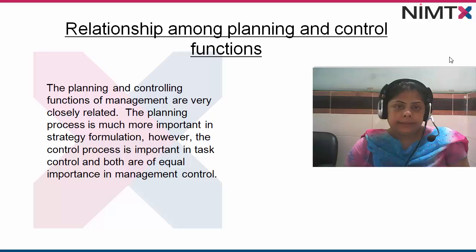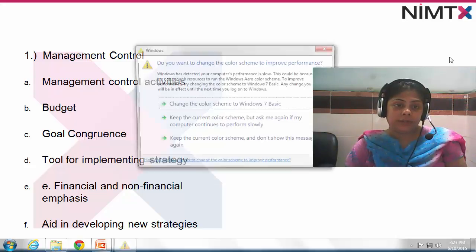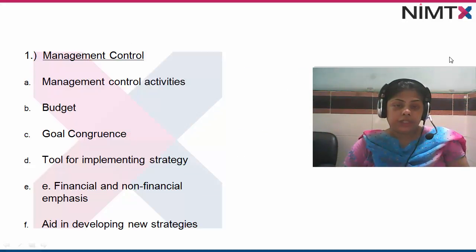So let's see management control activities. Then we have, what does management control do? It controls activities. Then there is a budget, goal congruence. What is goal congruence? Goal congruence is when the superiors and the subordinates both are working towards the achievement of the organization's goal.